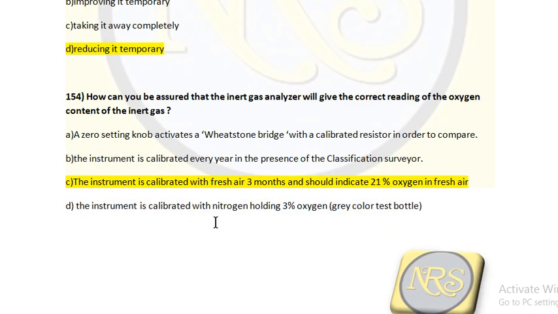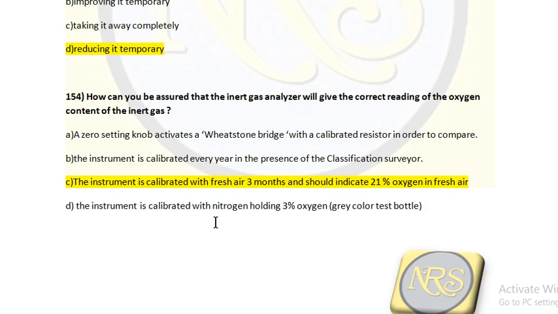Question number 154. How can you be assured that the inert gas analyzer will give the correct reading of the oxygen content of the inert gas? Option A, zero setting knob activates a Wheatstone bridge with a calibrated resistor in order to compare. Option B, the instrument is calibrated every year in the presence of the classification surveyor. Option C, the instrument is calibrated with fresh air every 3 months and should indicate 21% of oxygen in fresh air. Option D.